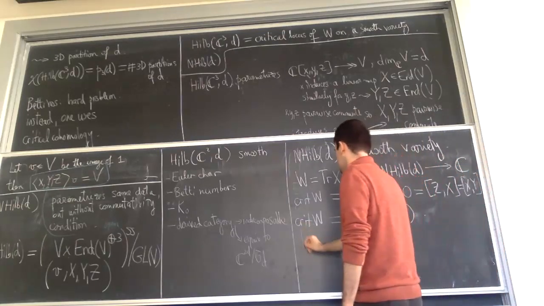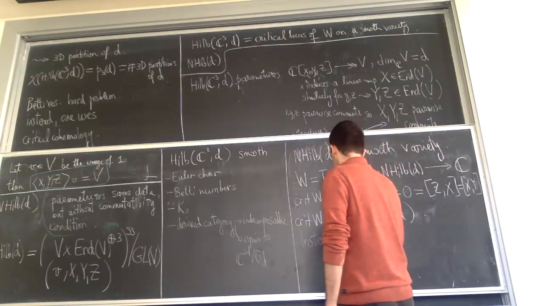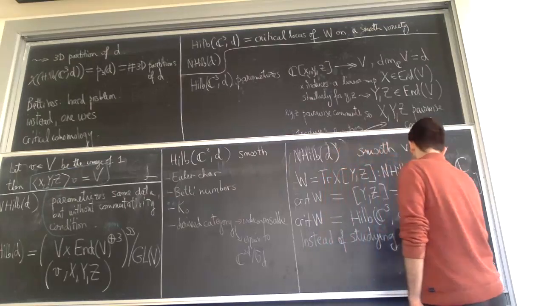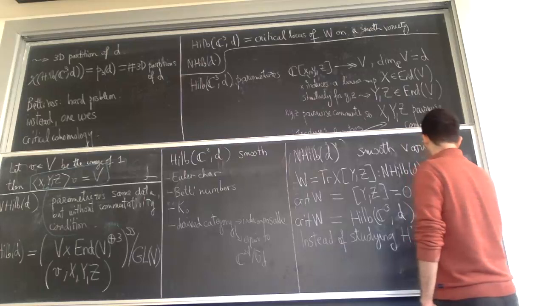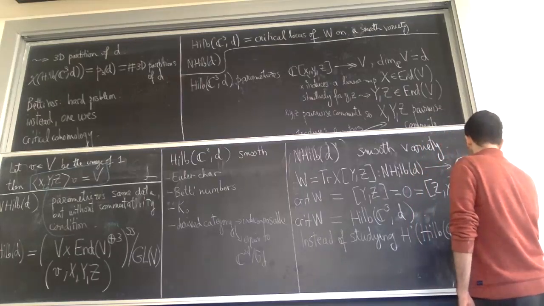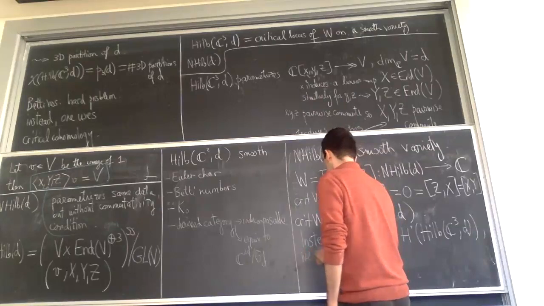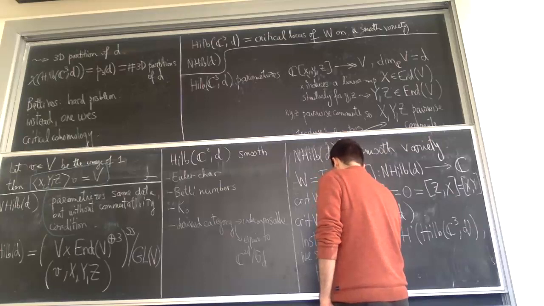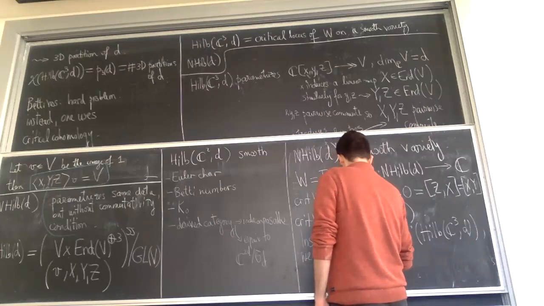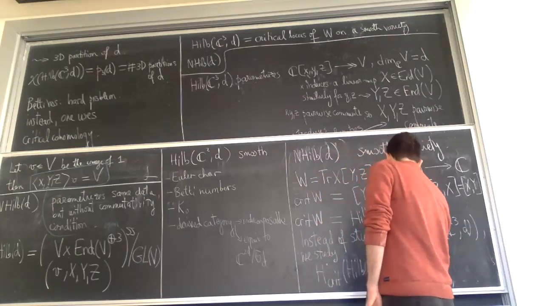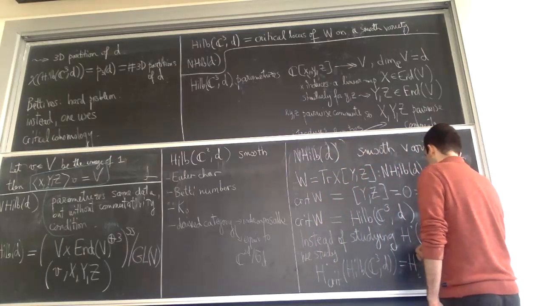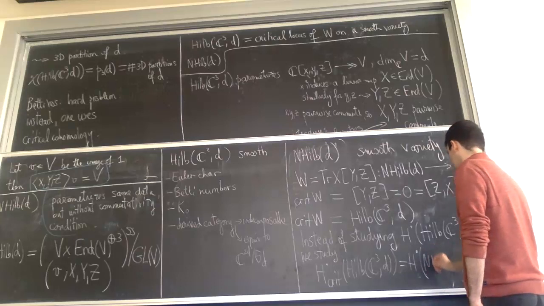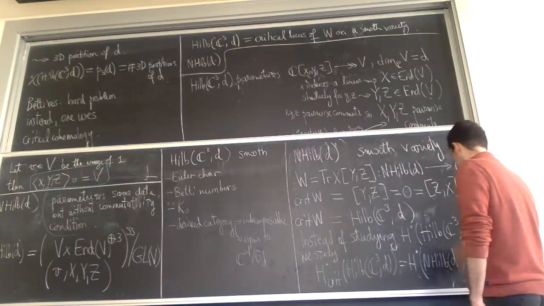Okay, so now instead of studying the singular cohomology of Hilb C3 D, we study what is called the critical cohomology. So this is the cohomology of vanishing cycles on N Hilb D.